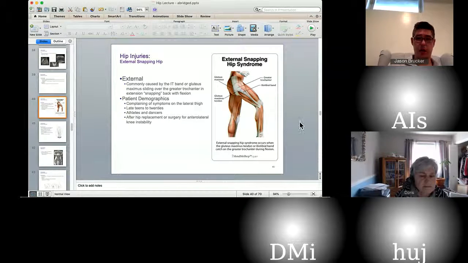External snapping hip is a similar mechanism, except it's the IT band, the gluteus maximus, or the tensor fascia lata, which is right in front of the IT band, snapping over the greater trochanter. So same idea, except different structures, different area, also producing that snapping sensation.